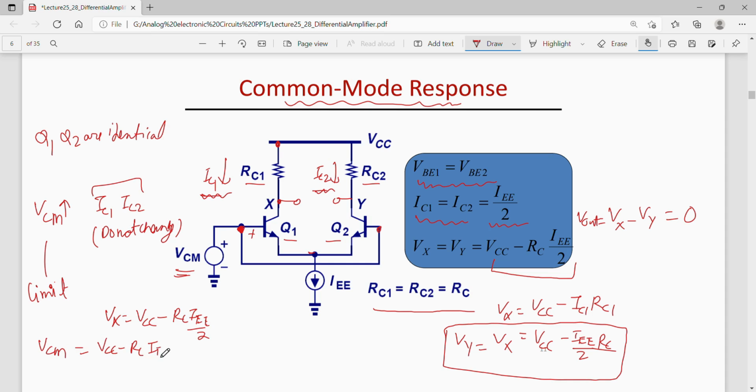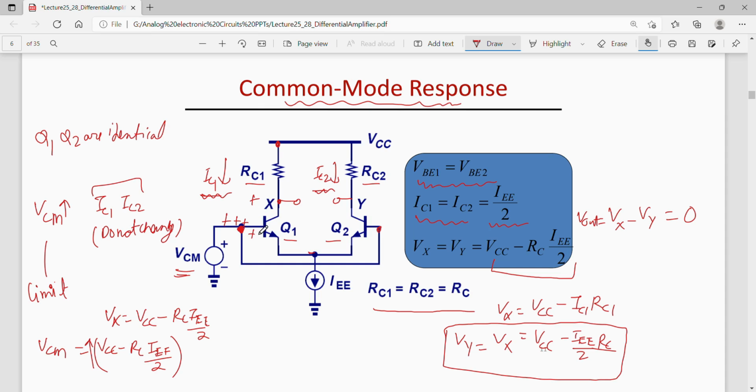Okay. IE by 2. So this is fine, no issues. But if this input increases above this value, that would mean the base is now at a larger potential than the collector. So base is now more positive than the collector.